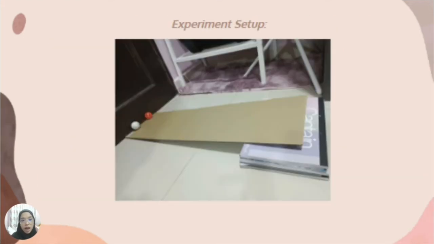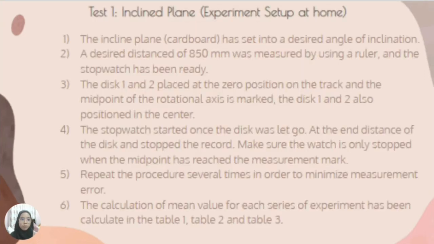Next, this is our experiment setup at home. First, the inclined plane cardboard is set to a desired angle of inclination. The desired distance on the cardboard, 150mm, was measured using a ruler, and the stopwatch is ready. Discs 1 and 2 are placed at the 0 position on the track, and the midpoint of the rotational axis is marked. The discs are also positioned in the center. The stopwatch is started.